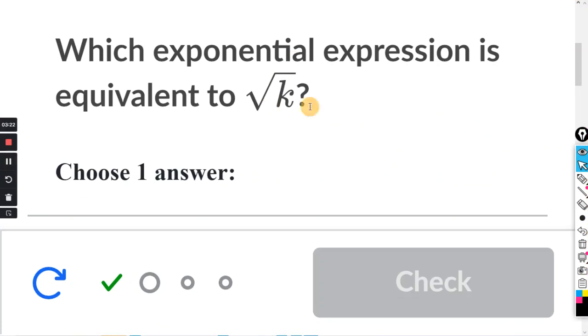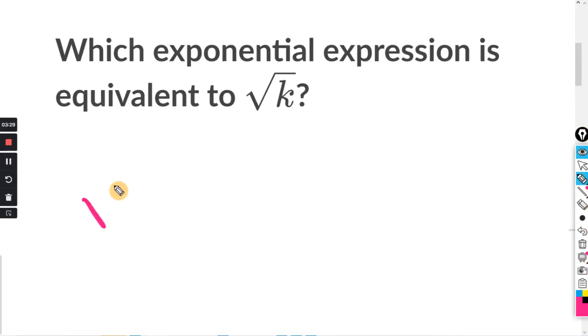Which exponent is equivalent to radical k? We're going to start with radical k. And just for your information, when you have the radical symbol without the root number there, it is automatically the square root, or root 2. So we can put a 2 right here. And when there's no exponent on the variable, it's automatically a 1. So we can put a 1 right there and a 2 right there.